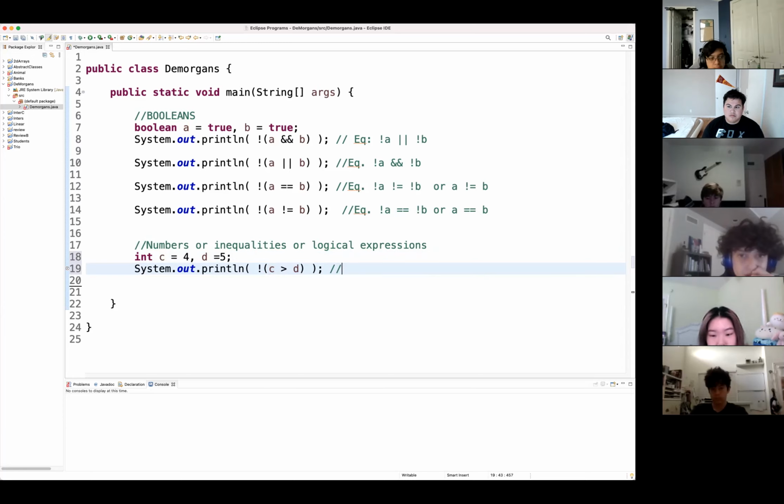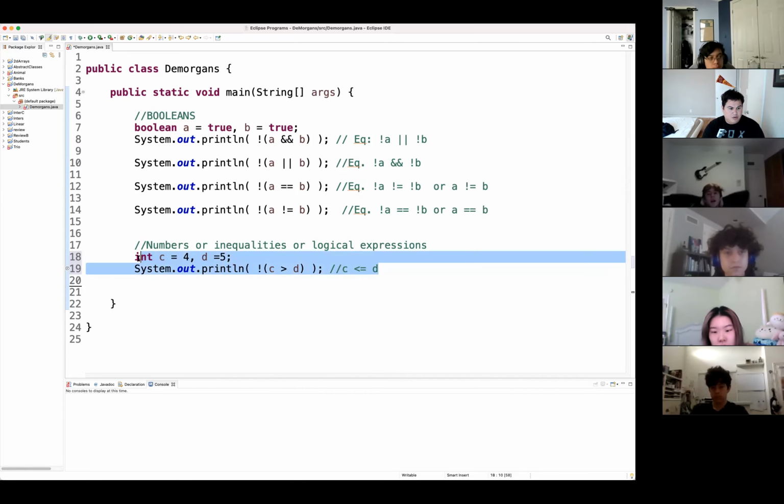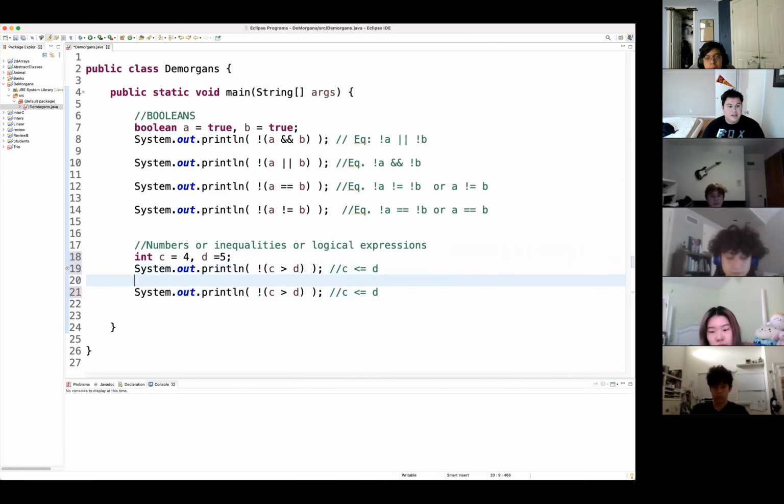Not C is less than not D. Wrong. The equivalent to this is going to be C is less than or equal to D. C is less than or equal to D. That being said, let's copy the whole thing. If I were to say not C is less than D, what do you think it's going to shift to? C is greater than or equal to D. Exactly.